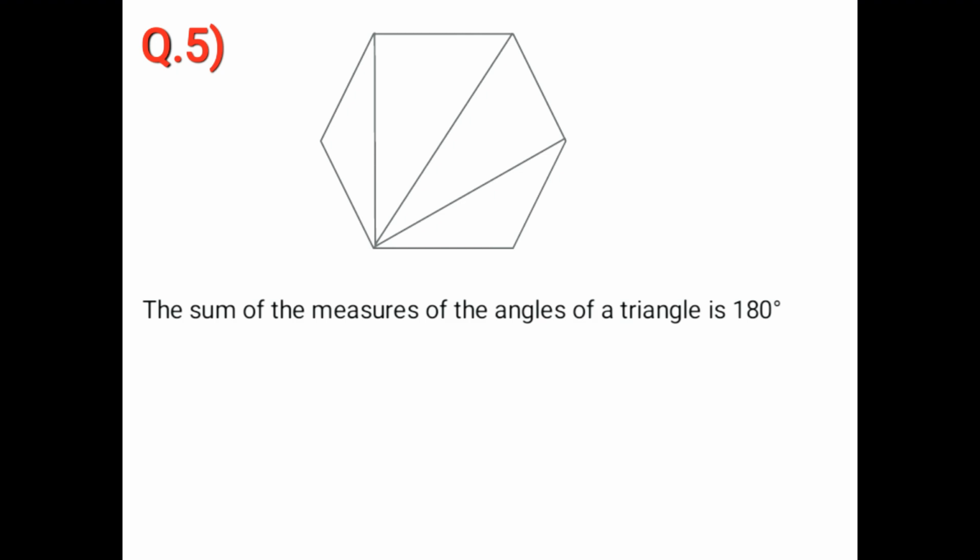Now we'll begin the sum. The sum of the measures of the angles of a triangle is 180 degrees. Why? Why is the sum of the measures of the angles of a triangle 180 degrees? Students, I'll give you 1 minute to think. See, I have drawn the triangle here beside the hexagon.